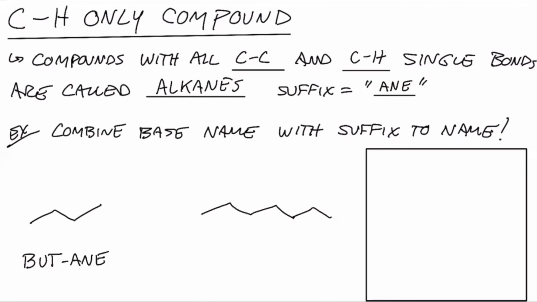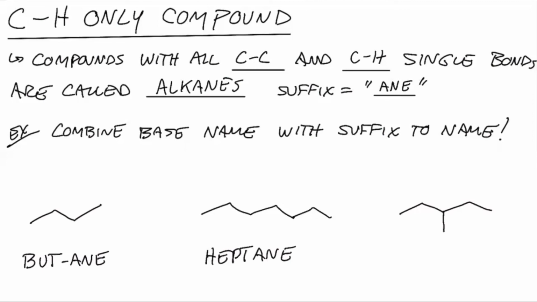All right, take a moment, count these carbons, and predict the name of this compound. There are 1, 2, 3, 4, 5, 6, 7 carbons here. So the prefix for that is hept. Add our suffix ane, and we get heptane. Nice work. Okay, one more.